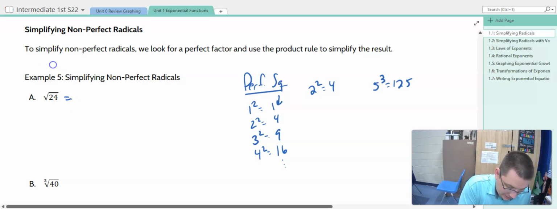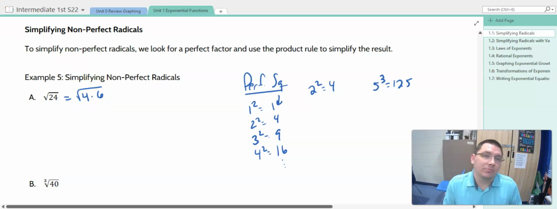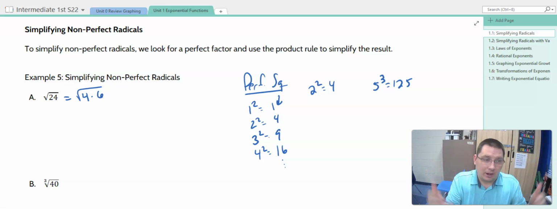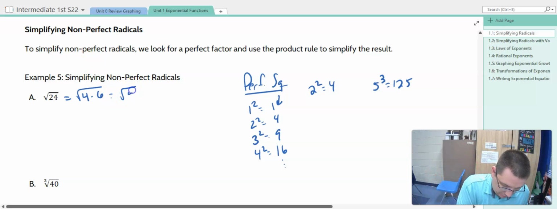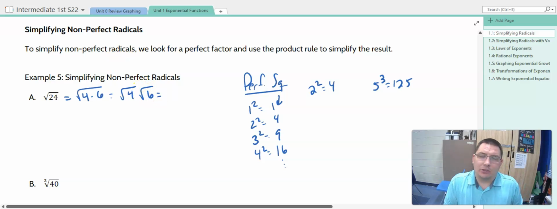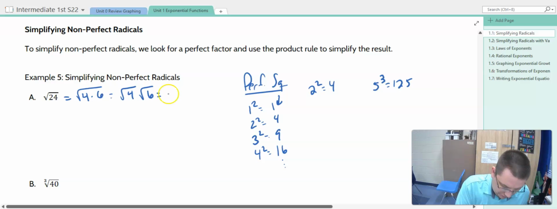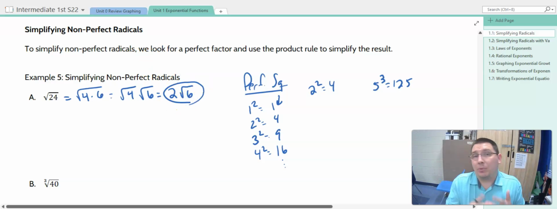And so we could rewrite this as the square root of 4 times 6. And we can actually use our product rule to separate this out. Before we combined things together, now we're going to separate it out. Well, we get the square root of 4 times the square root of 6. And the square root of 4 is equal to 2, so this is 2 times the square root of 6. This would be its simplest form.